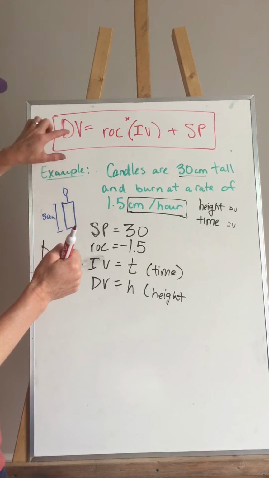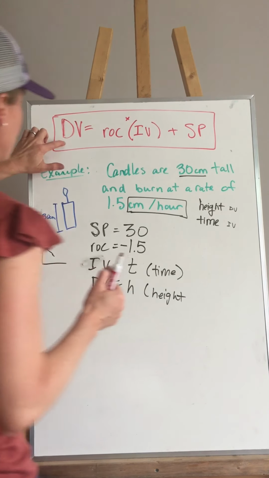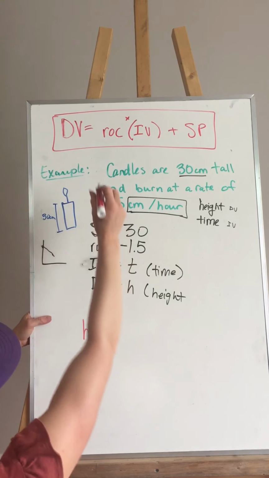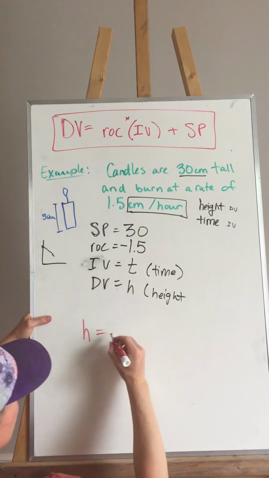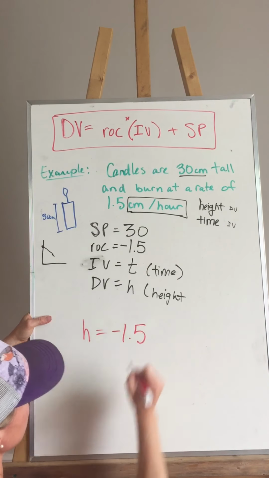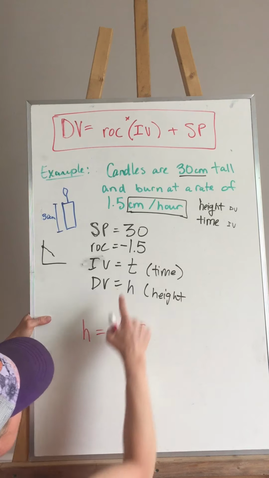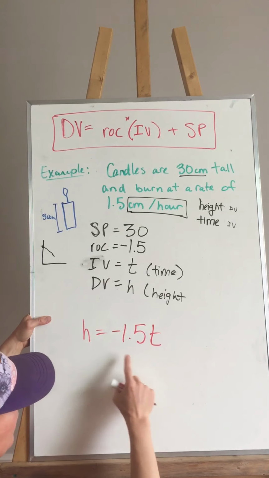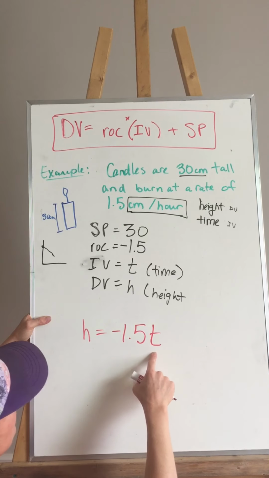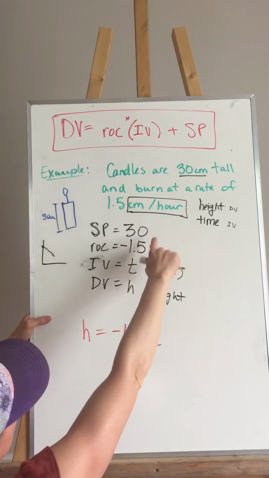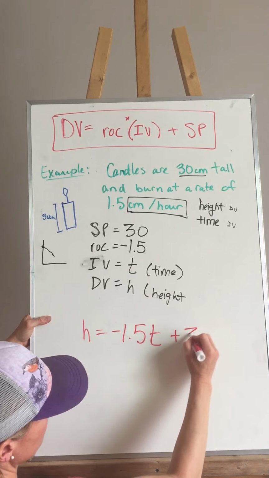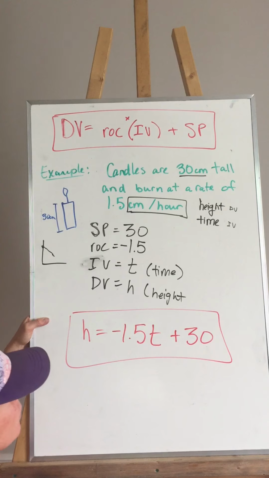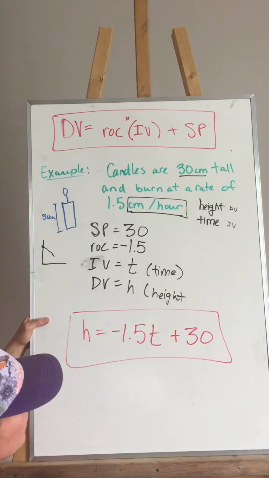If you know all four things, you can come up with your equation. So the first thing is dependent variable. So that's going to be H equals my rate of change, which is negative 1.5, times my independent variable, which is T. Any number just times a variable, you just squish them together, right? So negative 1.5T, and then plus my starting point. So that's going to be plus 30. That's my first equation for this linear relationship.